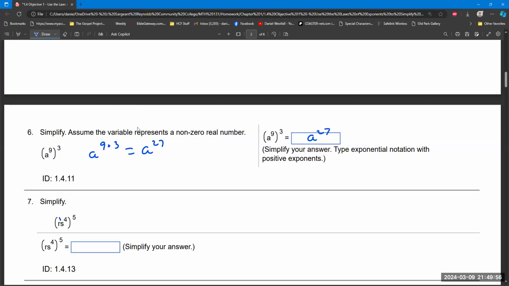This is r to the 1st, s to the 4th, all raised to the 5th, is r to the 1 times 5, s to the 4 times 5, which is r to the 5th, s to the 20th.